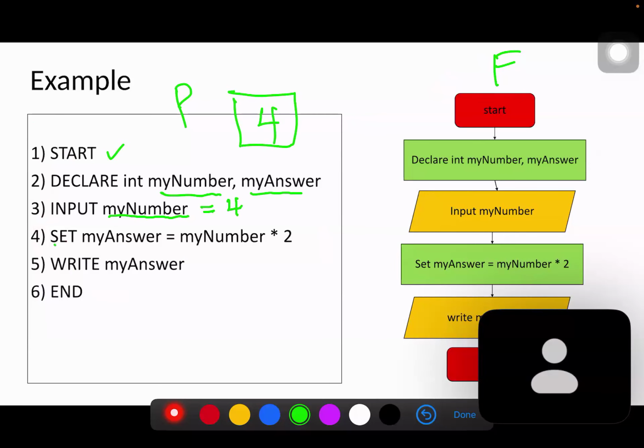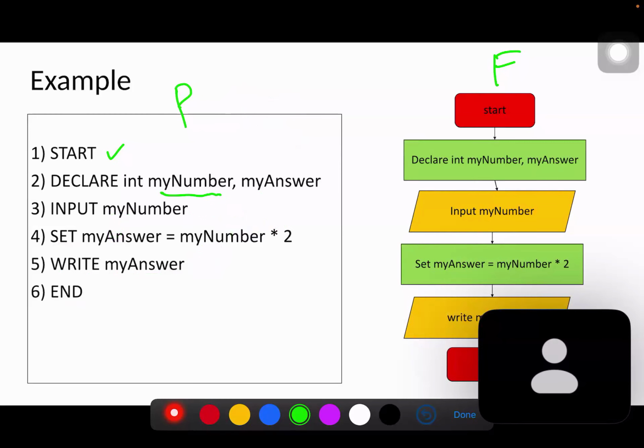Then we do a processing. What processing do we do? We do my number, which is 4, times 2. And so the answer 8 will be put inside my answer. So now wherever I see my answer, I see what? The number 8. And so when we do write my answer, you rather see write the number 8. Now we end the program.